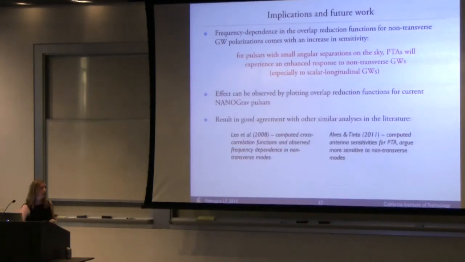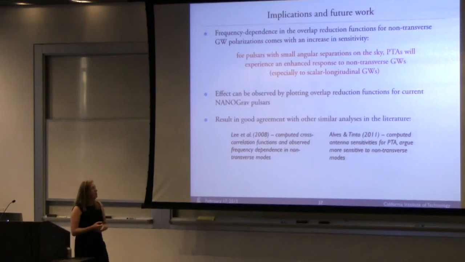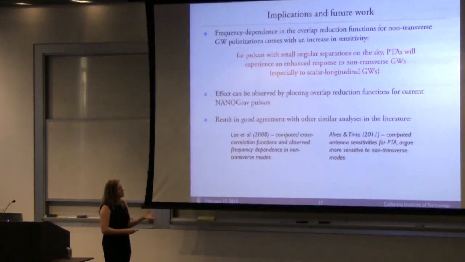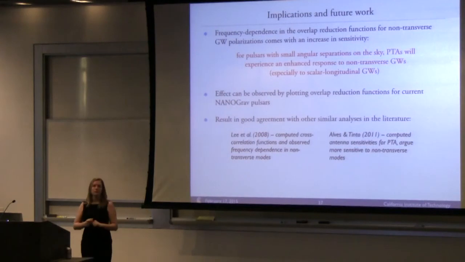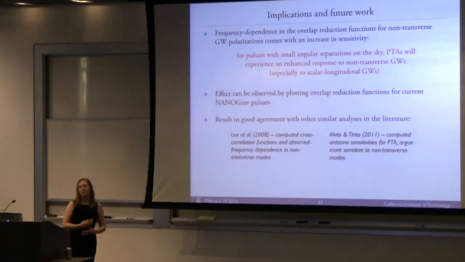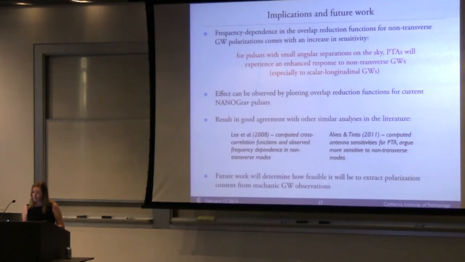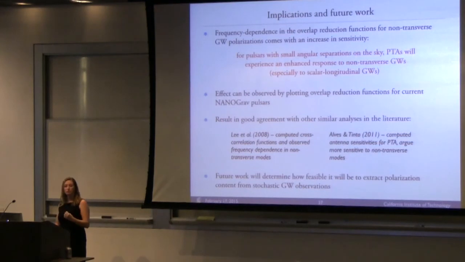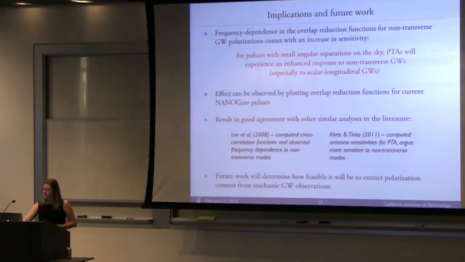I also wanted to point out there are some other results in the literature. People have asked all kinds of questions about testing general relativity, with LIGO, with pulsar timing arrays, with LISA. And two results that people have come up with using completely different methods also suggest that pulsar timing arrays should be more sensitive to some of these non-transverse polarizations. So this result agrees very well with other results in the literature. Future work, at least something I'm interested in working on, is deciding how feasible it would be to actually extract that polarization information from observations.